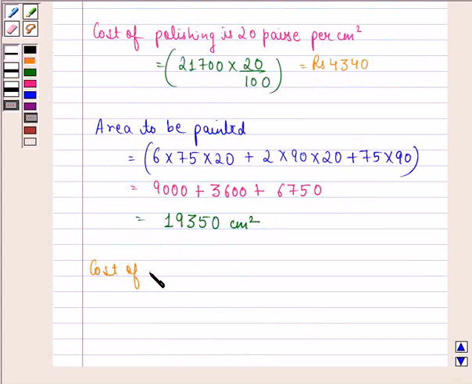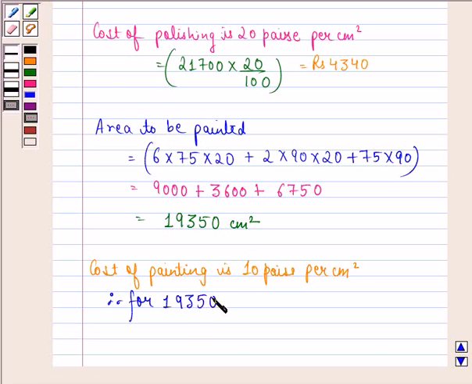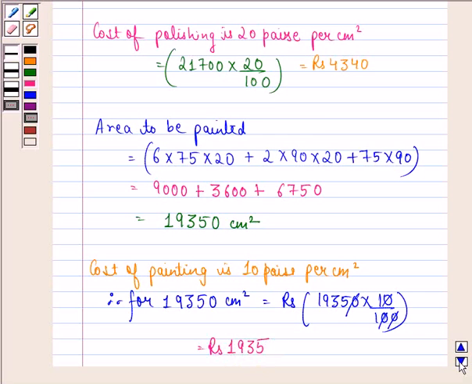So the cost of painting is given to be 10 paisa per centimeter square. That means for 1 centimeter square it is 10 paisa. Therefore, for 19,350 centimeters square, in terms of rupees, we have 19350 into 10 divided by 100. We see that one zero gets cancelled with this, another zero gets cancelled with this, and we have rupees 1,935.